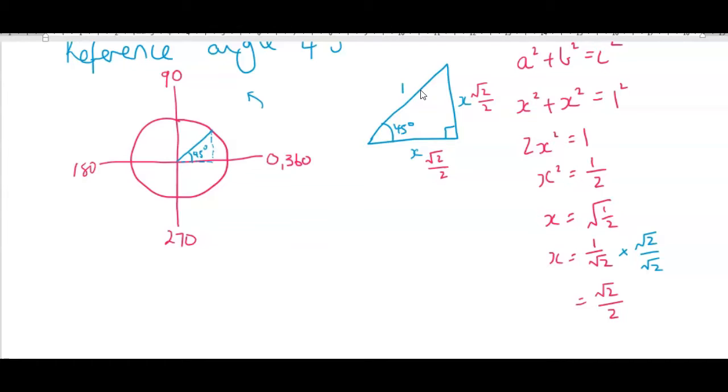Okay, with triangles, as long as your angles inside the triangle are the same, you can have similar triangles. So this triangle can be enlarged or reduced in size. As long as those angles are the same, your side lengths will be in the same ratio. So I'll talk about that in a second.